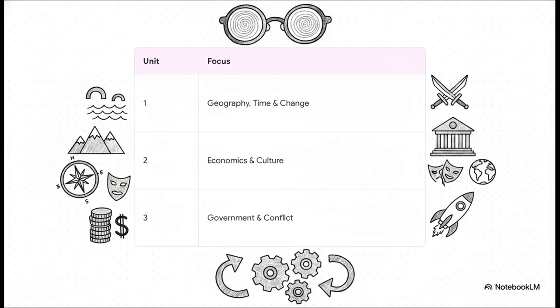Then, in Unit 2, you'll swap those out for economics and culture glasses, so you can examine how societies produce goods and forge their identities. And by Unit 3, you're wearing government and conflict glasses, analyzing exactly why societies adopt certain governments, how science and tech impact us all, and the diplomacy and wars born from international friction. You're just constantly swapping lenses to get the fullest, truest picture possible.